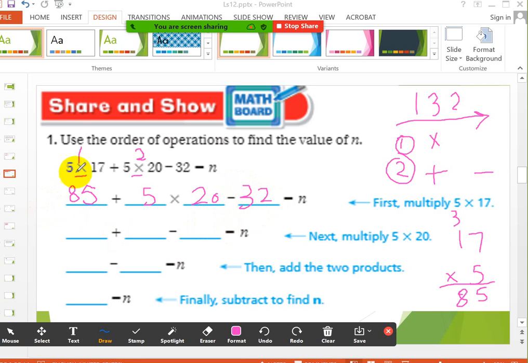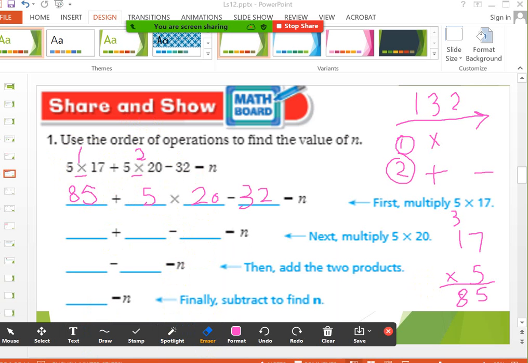Okay, so after the first multiplication, I have to do the second one, which is here, 5 multiply 20. This is the second one. This is not a number, this is the order, so I will not write it here. So now I will start with this one. After that I will do this multiplication.